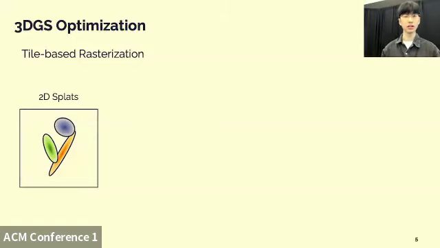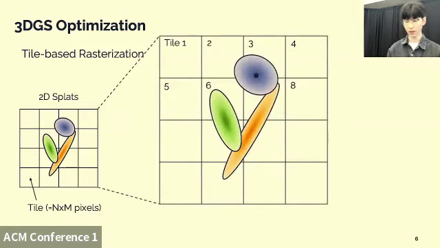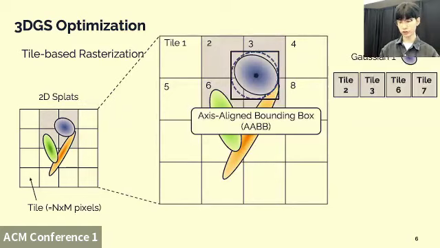3D Gaussian splatting employs tile-based rasterization to increase the rendering performance. The key idea is to divide an image into multiple tiles and render each tile by using only a small set of Gaussians. To do so, we first draw a square around the circle surrounding the splat. This square is called an axis-aligned bounding box. Then, the splats are assigned to the tiles that the bounding box intersects.